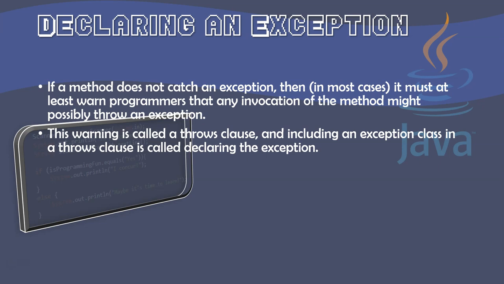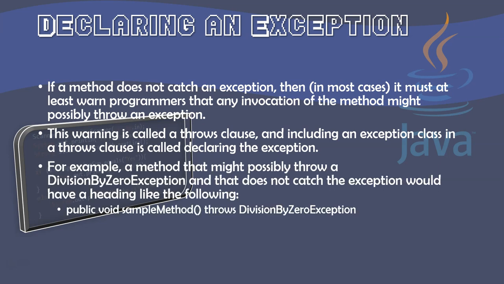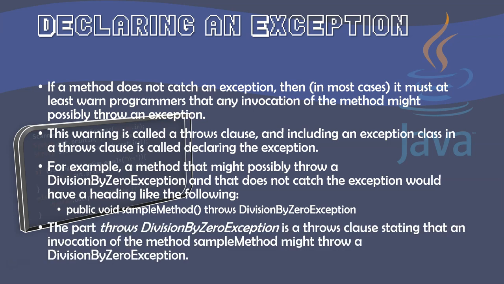This is what's known as a throws clause, and including an exception class with the throws clause is what's known as declaring that exception. So for example, let's say we have a method that might possibly throw a division by zero exception and does not catch the exception. It would have this heading: public void sampleMethod throws DivisionByZeroException. That throws DivisionByZeroException is what is known as our throws clause. This is simply stating that this method, sampleMethod, might throw a division by zero exception. Now, if we had a different exception, obviously we could have a different throws clause that would throw a different exception.